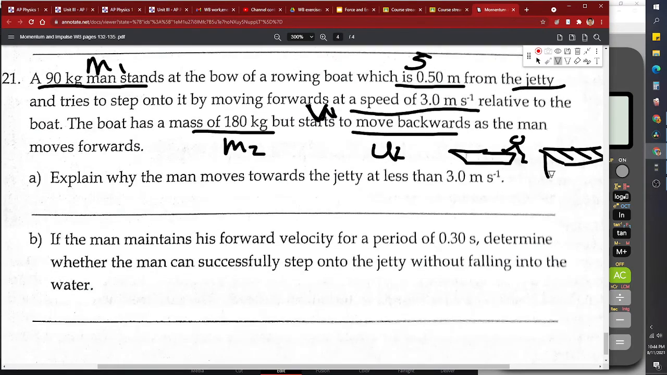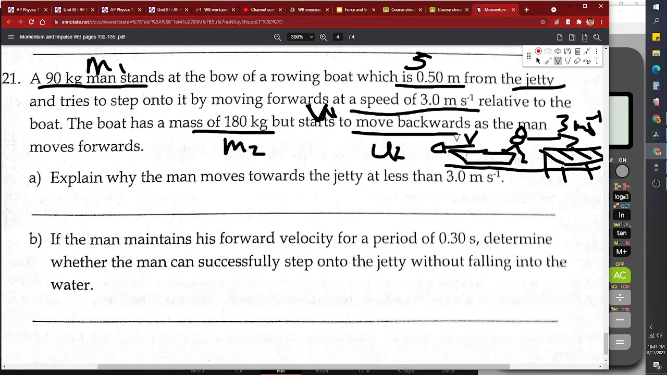Okay, it's in the water. So he's going to go this way, 3 meters per second. And the boat's going to go this way because according to Newton's third law of motion, for any action there's an equal and opposite reaction. So for the man to move forward, he's got to push on the boat, but because the boat's in the water, the boat's going to move backwards.